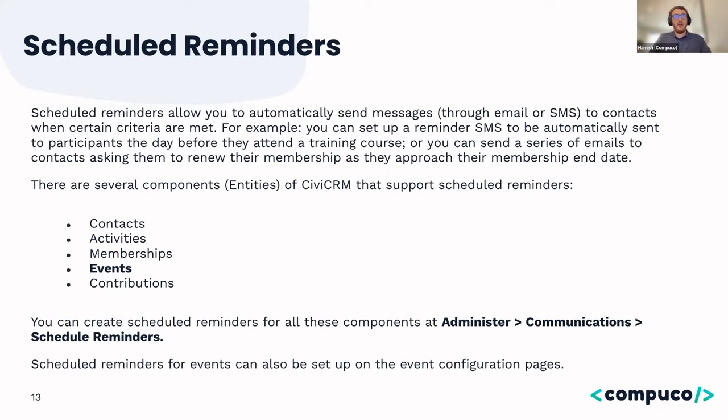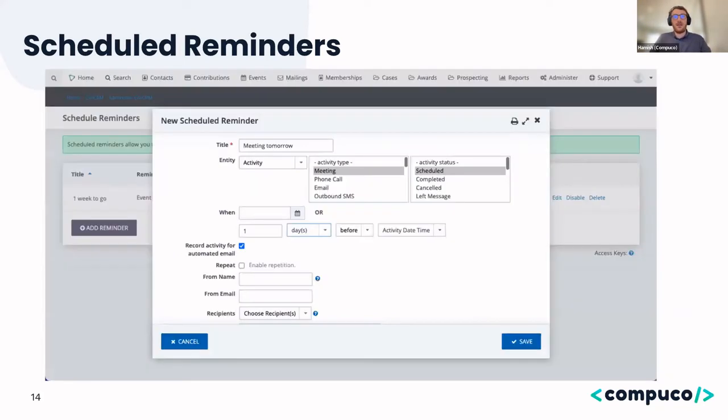So taking a quick look at what that looks like in the system, this is just a quick screenshot of what the configuration screen looks like in one of our standard test sites. You can see that this is a really simple flow where the reminder is called meeting tomorrow. It's for an activity, which is a meeting. And the reminder is set to trigger 1 day before the activity date. So you can configure the rules really simply.